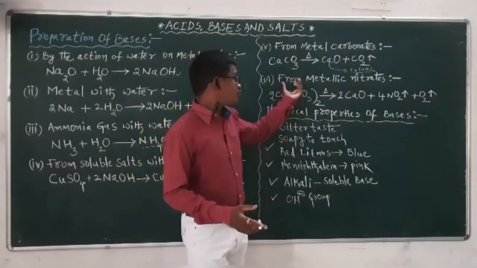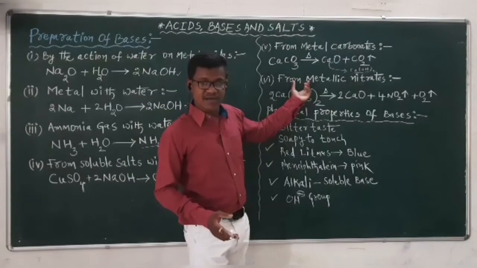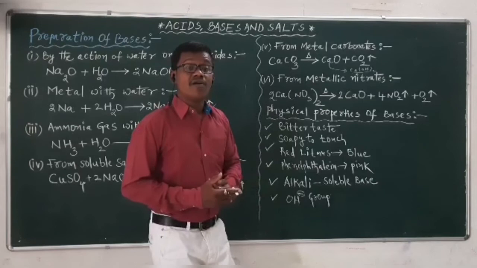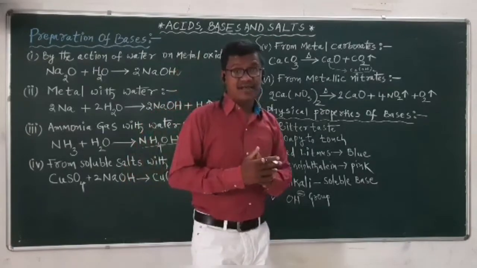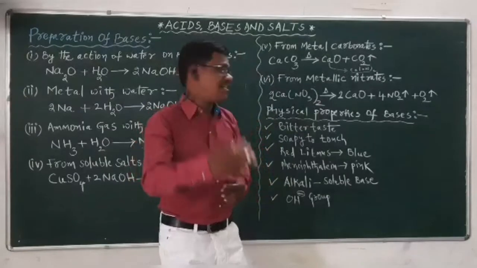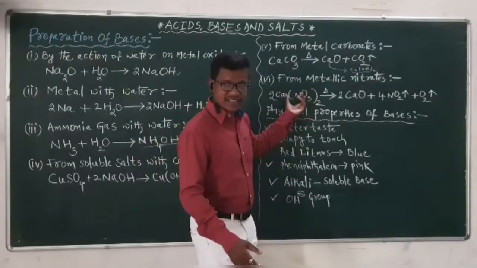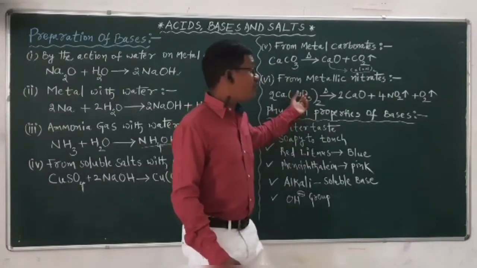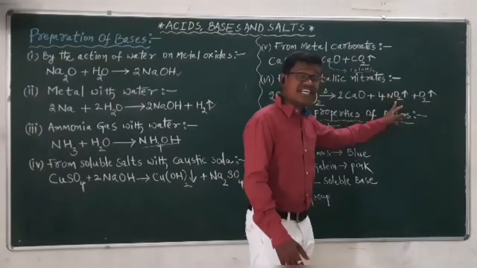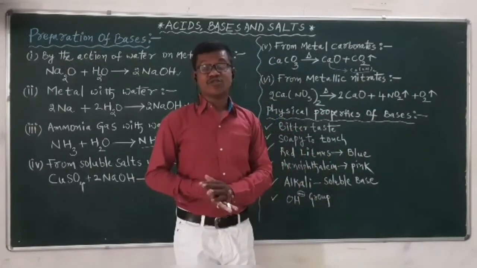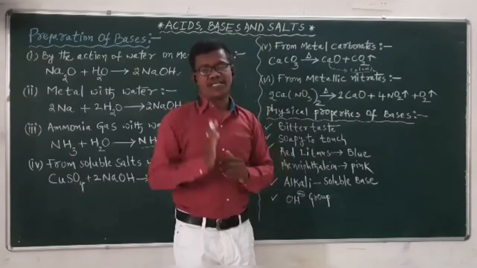And here, coming to the metallic nitrates, there will be a question in your examination. What is that? Which gases are released when a metal nitrate is decomposed? So the answer is, when calcium nitrate, a metal nitrate, decomposes, you will get two gases. One is nitrogen dioxide, another one is oxygen. So this is very important.